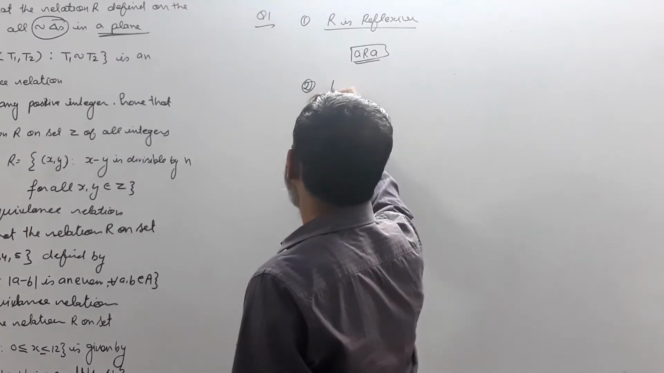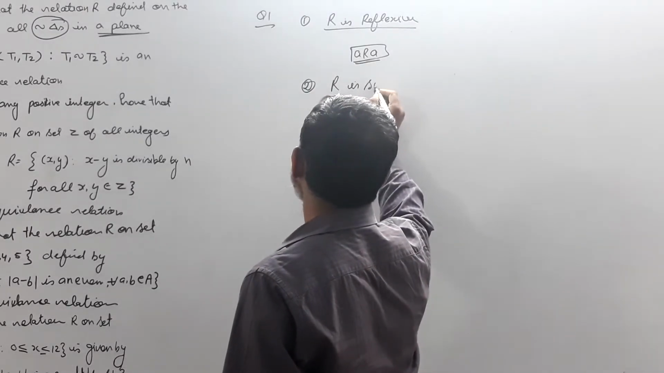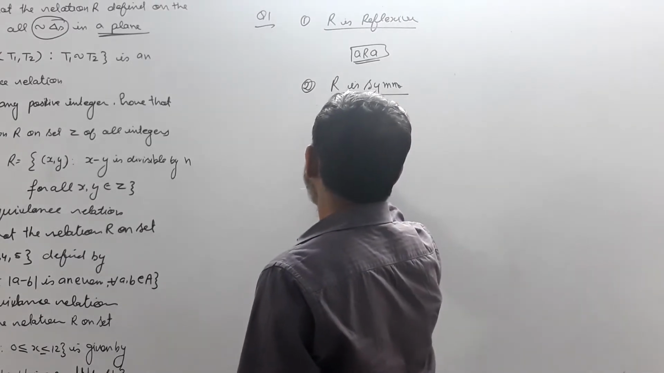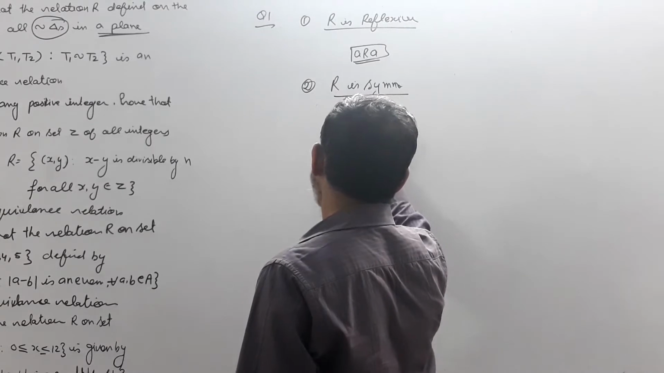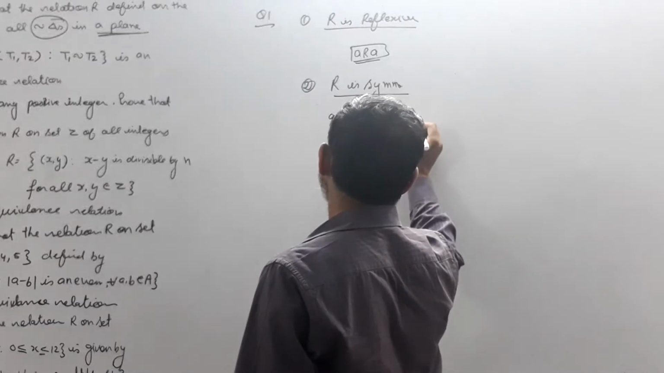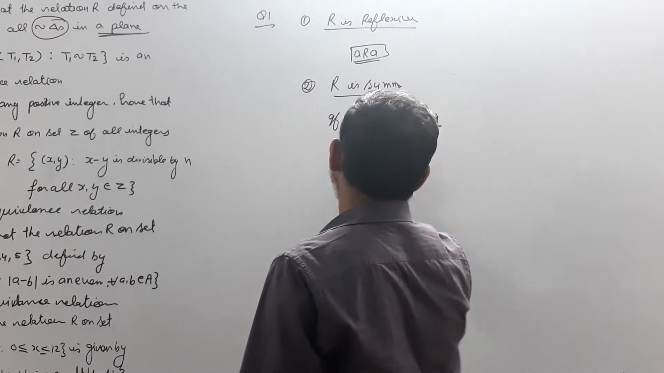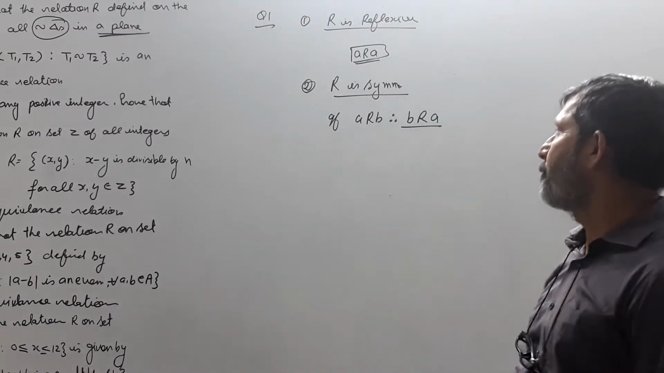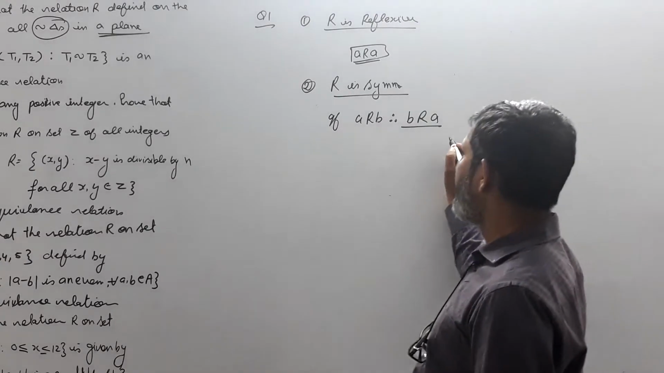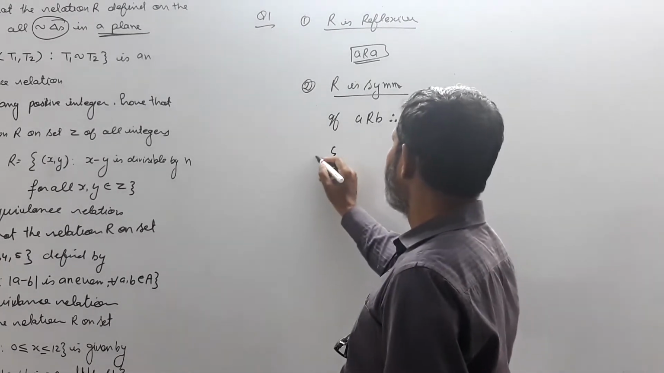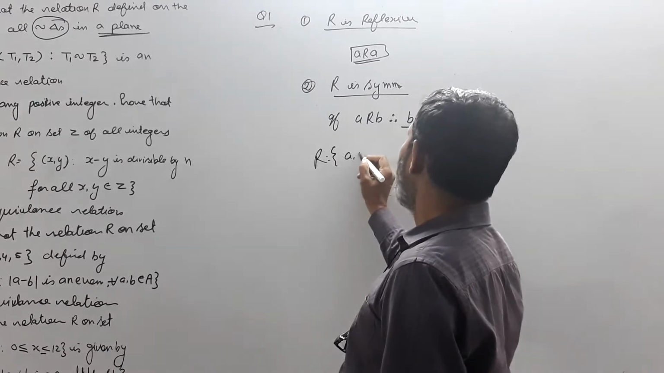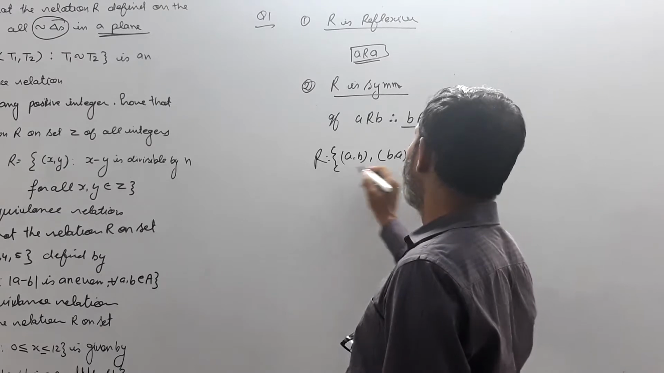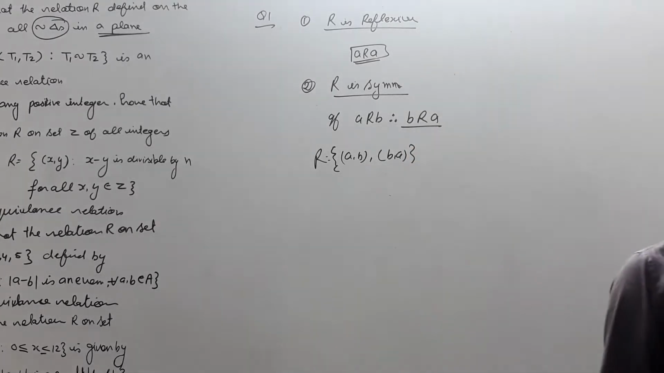Second, R is symmetric. The condition for symmetric: if A is related to B, then it is necessary that B is also related to A in the given relation. Then the relation is known as a symmetric relation. Or, the relation containing (A, B) also contains (B, A). Therefore the relation is known as symmetric.